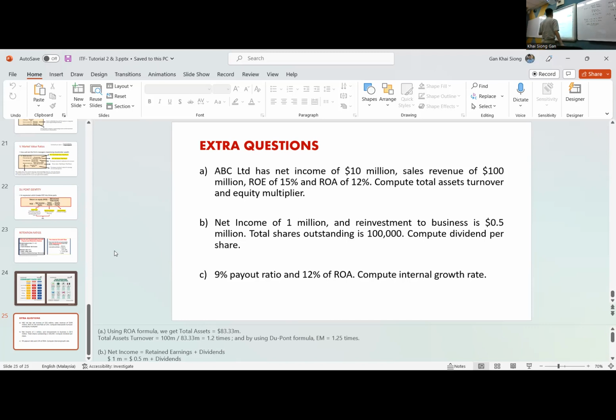Okay, question C. Payout ratio 9%, ROA 12%. Compute internal growth rate. 9%, do not convert to decimal wrongly. So try to do this. At least do one question. Okay, internal growth rate. So I write the formula first. Internal growth rate equals ROA times b over 1 minus ROA times b.